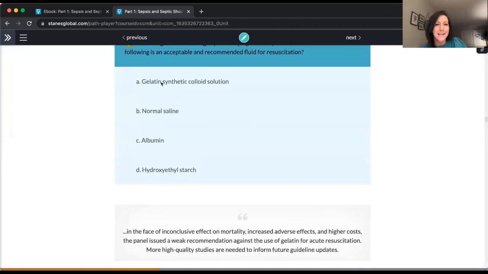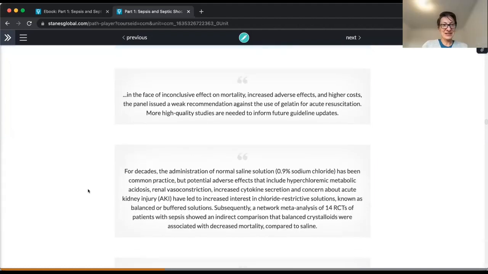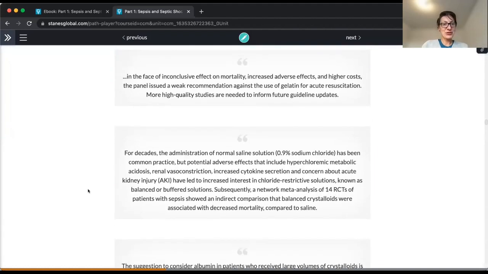Okay, so A is incorrect. Let's read the next one. Now we go to B, and I think this is the kicker for everybody, because we are so used to just hanging the normal saline solution.